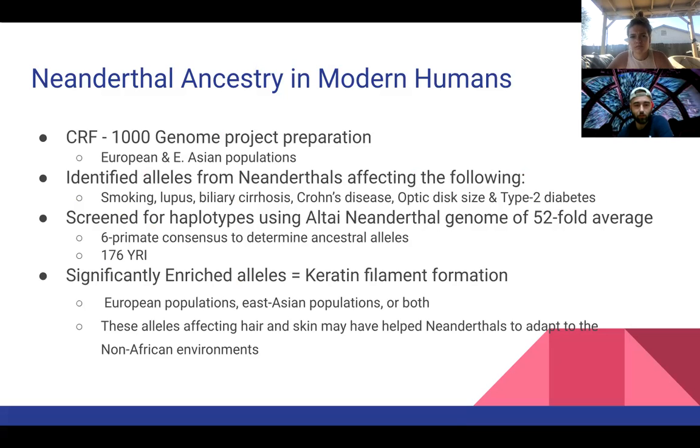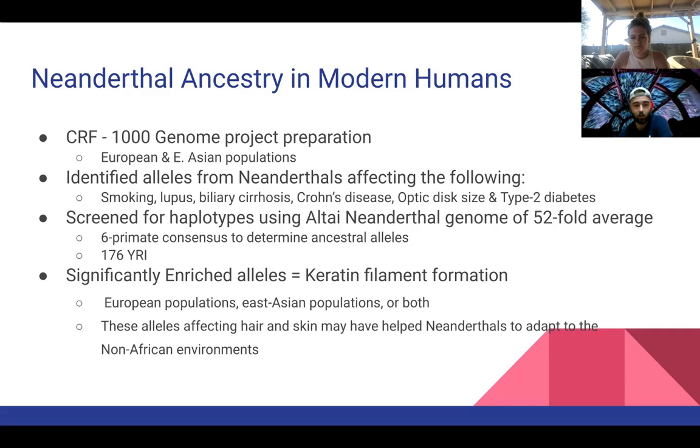They use this for the European and East Asian populations, and they identified alleles from Neanderthals that affected the following, mostly diseases: smoking, lupus, biliary cirrhosis, Crohn's disease, optic disc size, and also type 2 diabetes. I think it's in the next table on the next slide that I'll show you, but I believe one of the populations is way more prevalent for having type 2 diabetes. So that was something that they were able to map out by finding these Neanderthal alleles, which I thought was pretty cool.